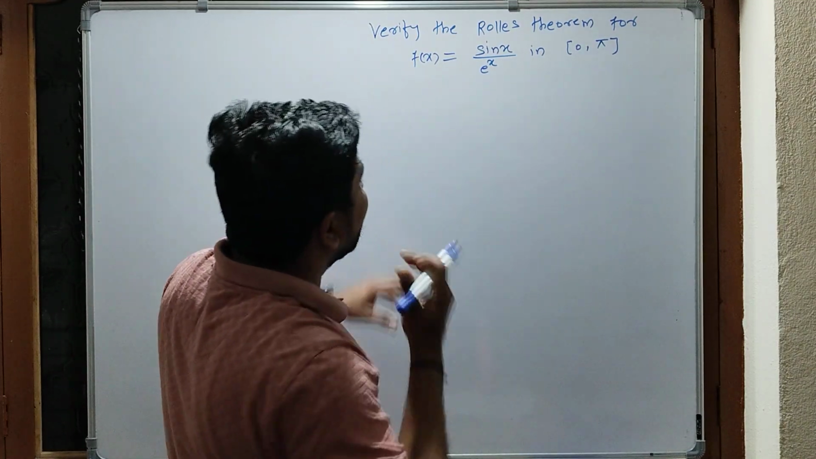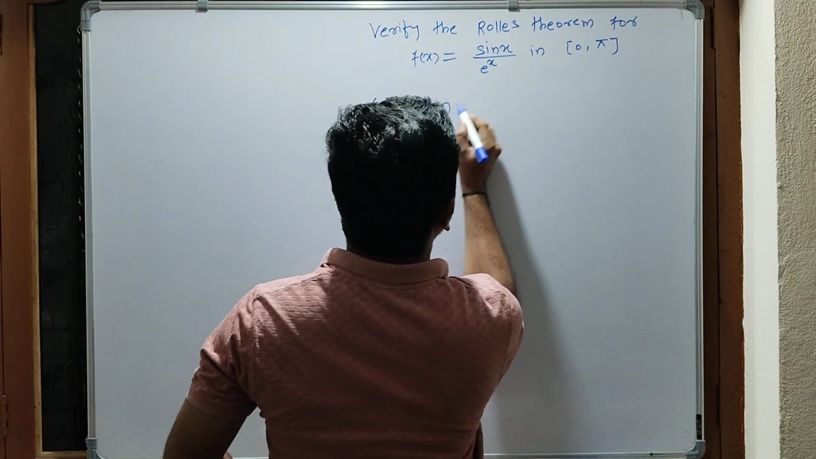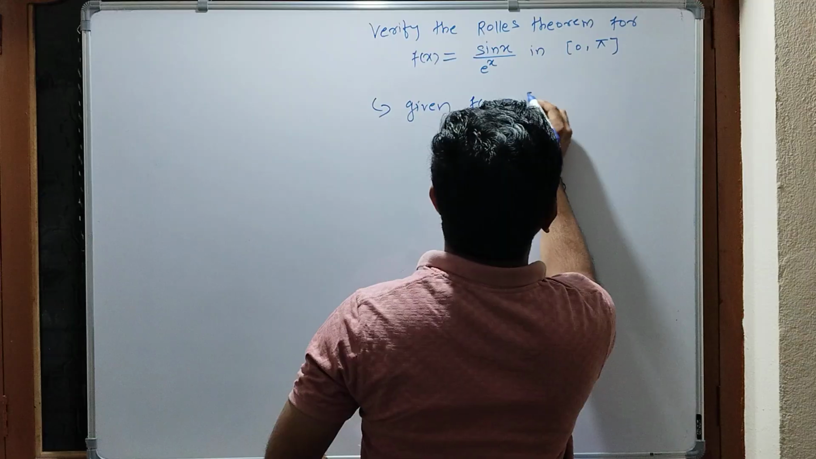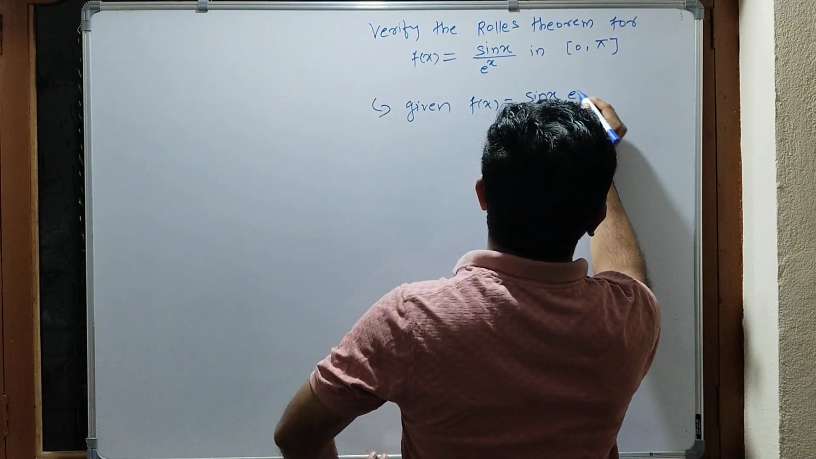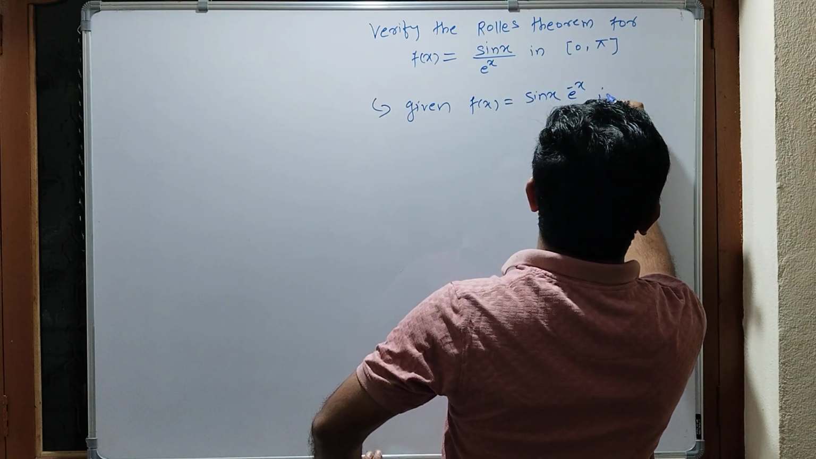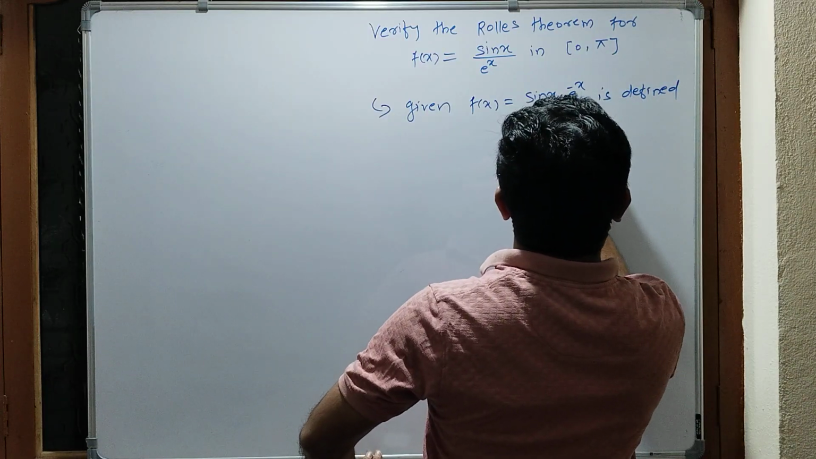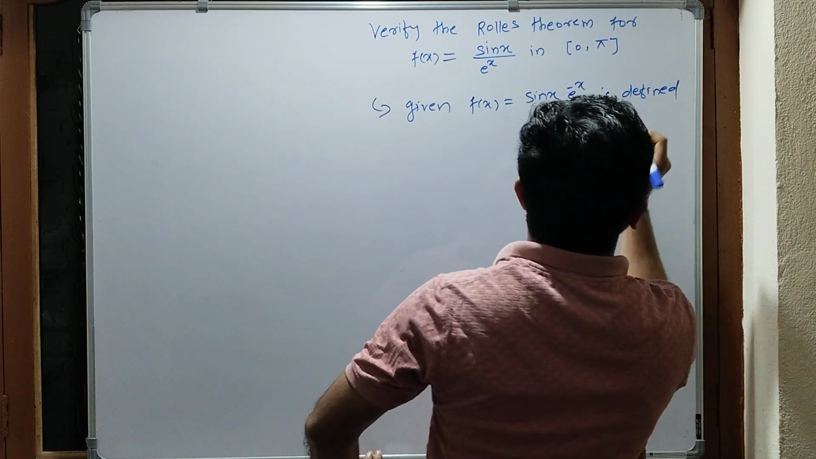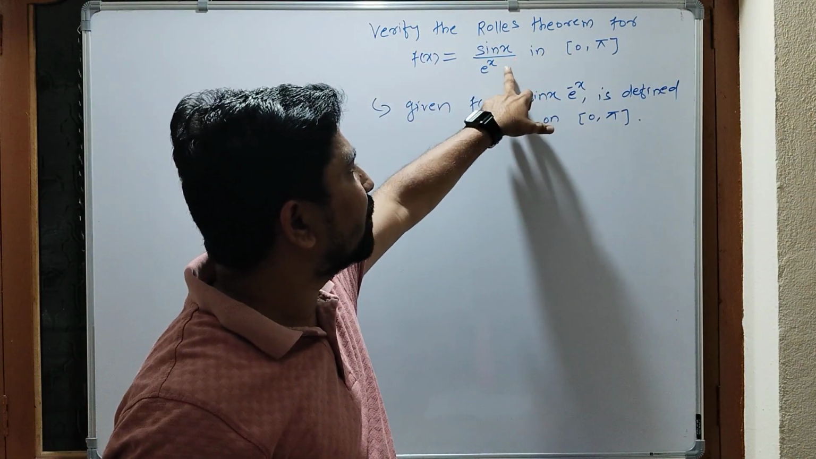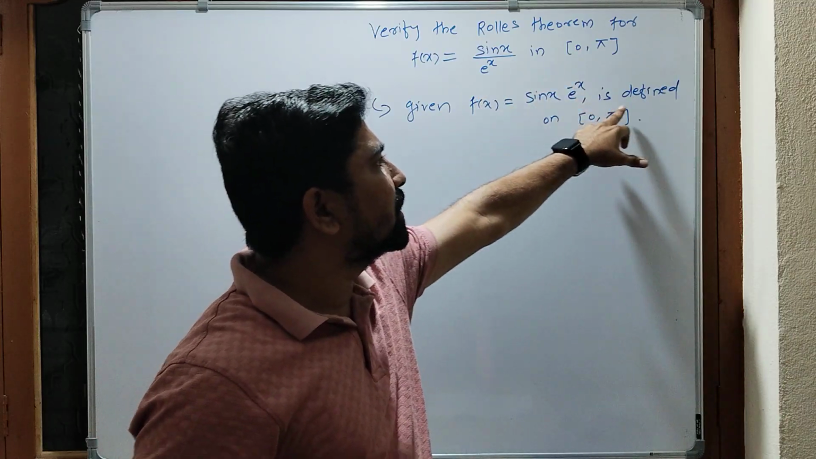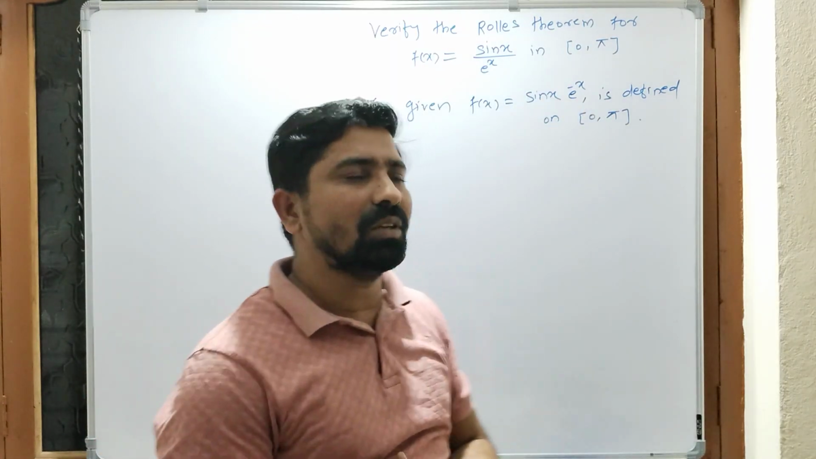Let f of x equal to, first I will write the given information. Given f of x equal to sin x, and I am writing 1 by e power x as e power minus x, is defined on the closed interval 0 to pi. So this is the given information: f of x equal to sin x into e to the power minus x, defined on the closed interval a, b. Here I want to use the property that the product of two continuous functions is continuous.